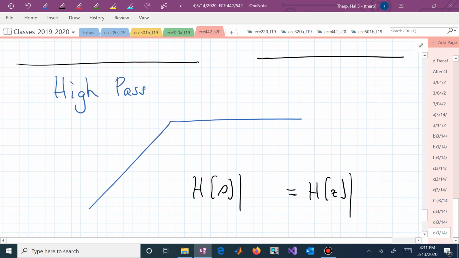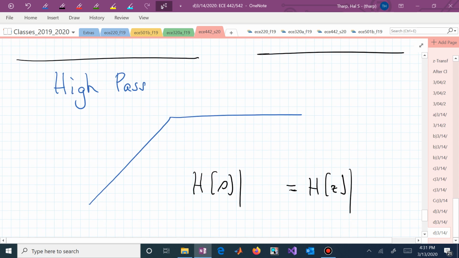What about if H of s was high pass? Now we might want to match gains at the high frequency, so we now might want s to approach infinity. And what value of z does that correspond to? Where are we now considering the highest frequency in our H of z? Well, that now, hopefully I've sort of rationalized why that could be z equal to minus 1.